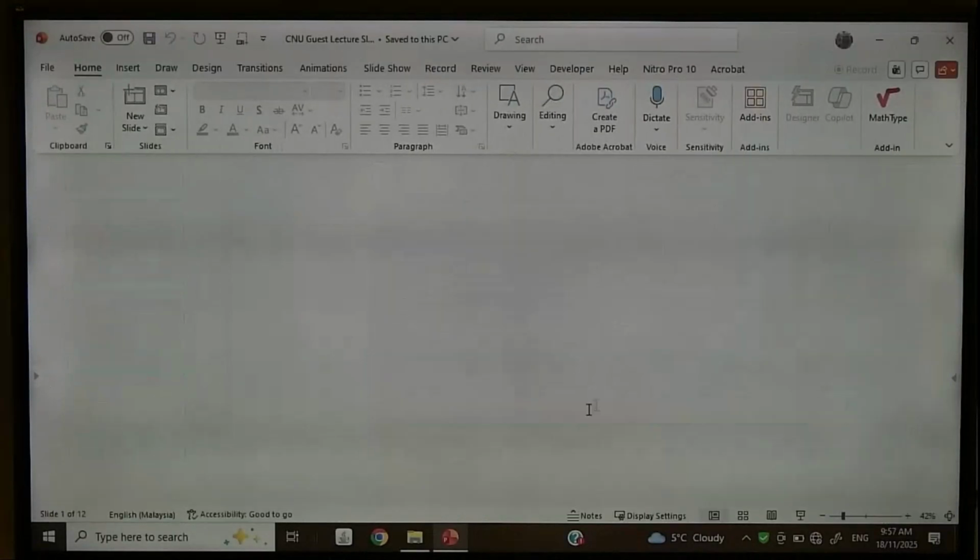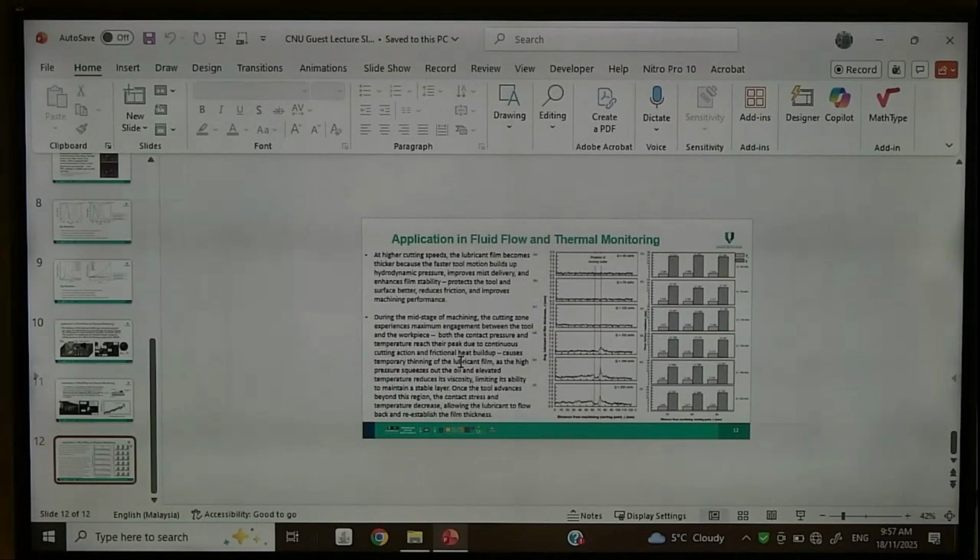Thank you. Professor Rosli showed us how to monitor fluid flow and temperatures, and she also gave some examples of applications. So please, if you have any comments or questions, even basic ones, please ask.